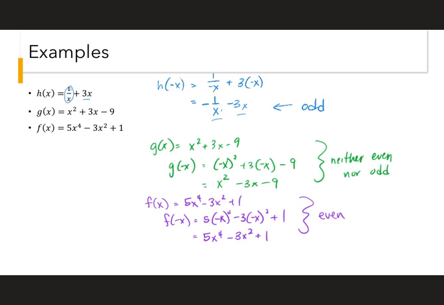Okay, so we've got all of those scenarios kind of put into one, and that's how you test odd versus even. Okay, that's 3.5.